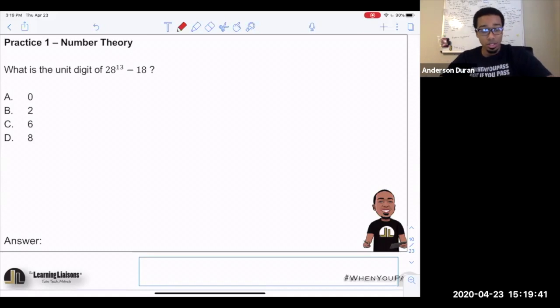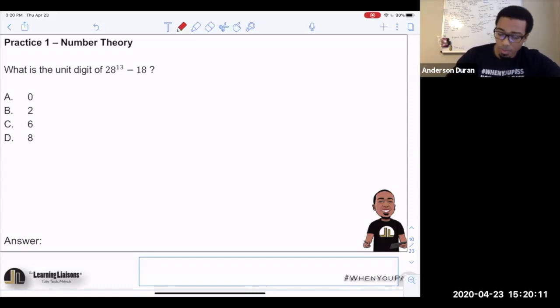What is the unit digit of 28 to the power of 13 minus 18? I'm not going to reveal the answer. I'm going to work it out first. So here we go. First things first, we want to read the question. Everybody, what is it that we're trying to accomplish here? At the end of the day, what is it that we want? Yeah, we want the unit digit, right?